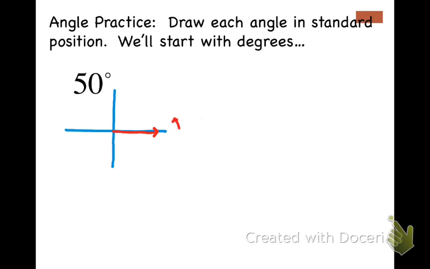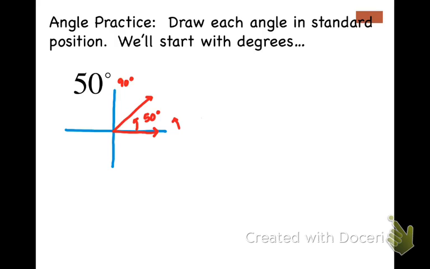I want to open this way, but I only want to open up 50 degrees. Up at that northernmost point, that's the 90-degree mark. So I don't want to go all the way to 90 degrees. I only want to go 50 degrees. If I were to stop exactly halfway, that would be 45. So I want to go slightly more than 45 degrees, so slightly more than halfway. And that would give me my positive 50-degree angle, opening up in that counterclockwise direction.